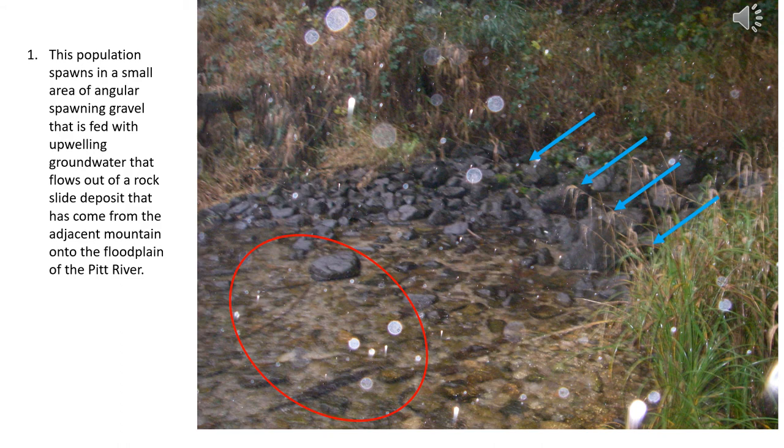So looking at the little picture to the right, you can see the little blue arrows, and there's angular rock. This is the base of that angular rock, talus, slide type material, and the water is percolating through it. And then just where that red circle is, there's a little bit of finer material. It looks cleaner. It's been turned over. That's actually where fish have been digging, right at the base of this talus slope, and trying to deposit their eggs in this rather poor quality, but still upwelling groundwater zone. This is where the Wigeon River type sockeye spawn.